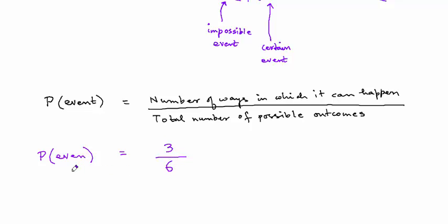Therefore, the probability that the number that shows up is even is 3 over 6 as a fraction, which is equal to 1/2, or 0.5 as a decimal, or as a percentage, it's going to be 50%.